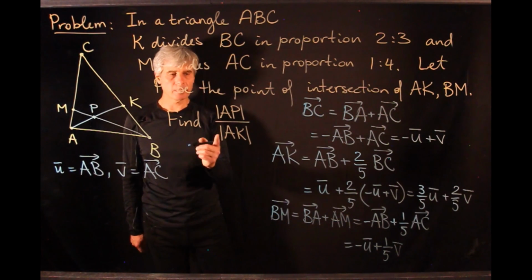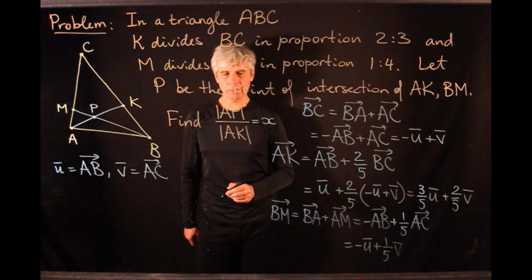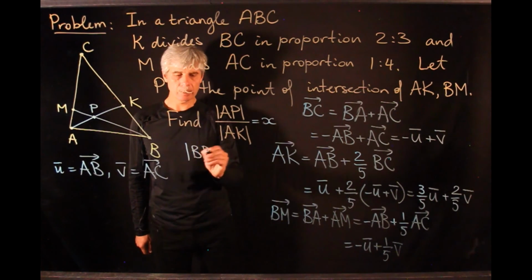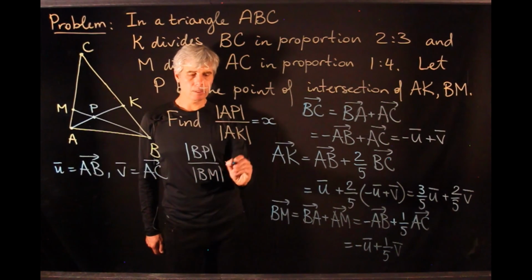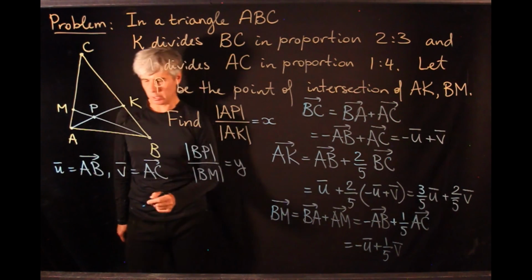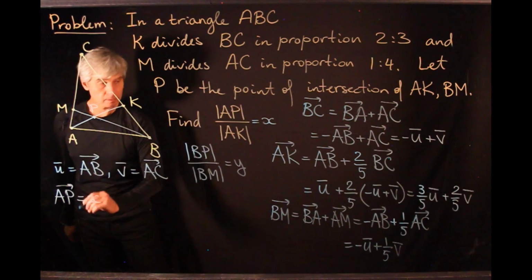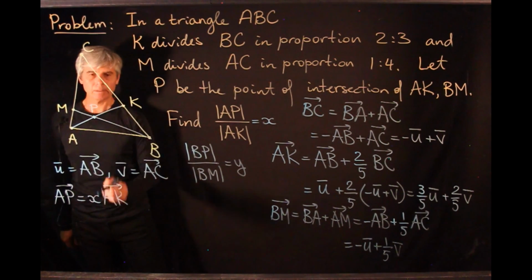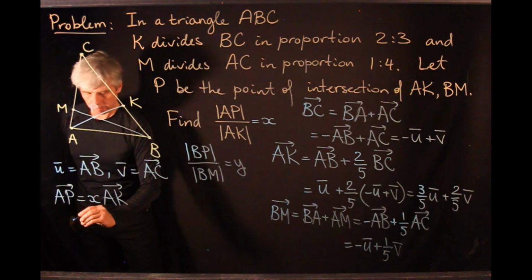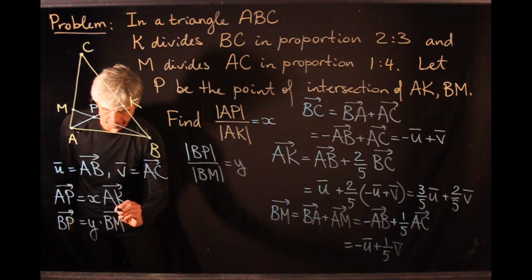Now, let's see, what do we need to find? We need to find the ratio of AP to AK. Let's call this X. And it will be convenient for us to also introduce the second ratio of BP to BM and call it Y. Then these two equalities can be written as vector equations. So here we can write that AP is X times the vector AK, right? Because these vectors are on the same line, or we also say collinear. And BP is Y times BM.